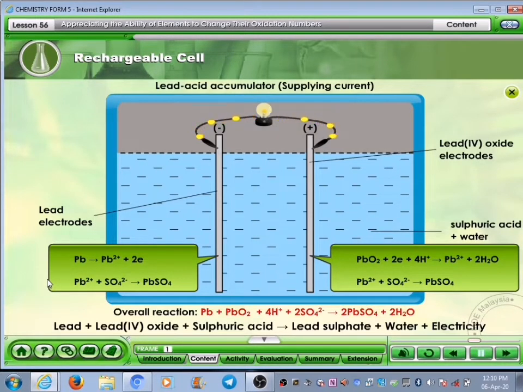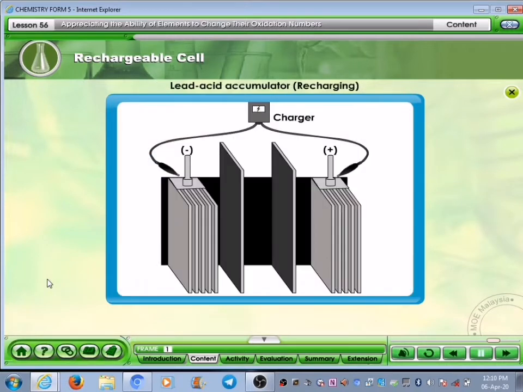The overall reaction can be represented as such. The sulfuric acid electrolyte is gradually used up to form the insoluble lead sulfate. When it is completely used up, the battery can no longer supply current. It is flat. It can, however, be recharged.